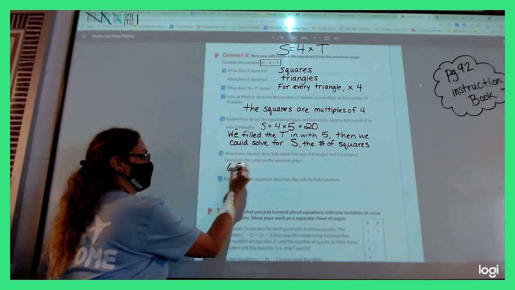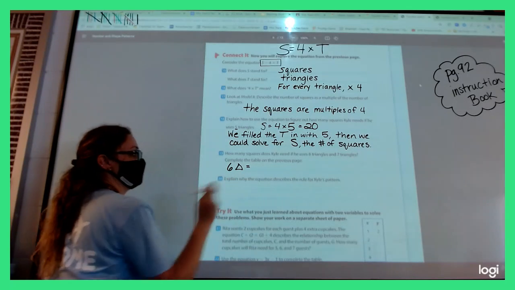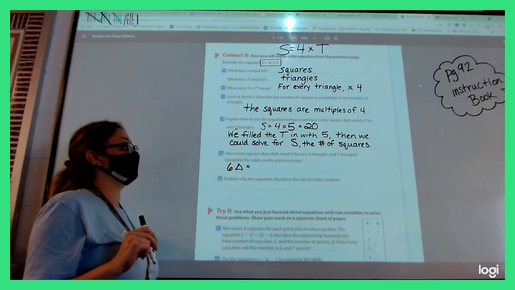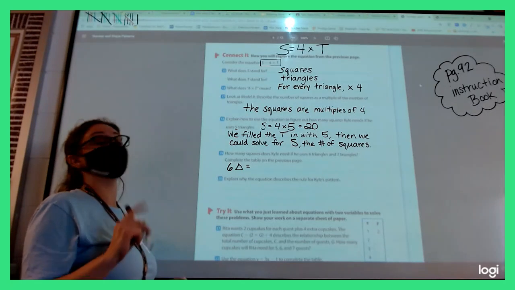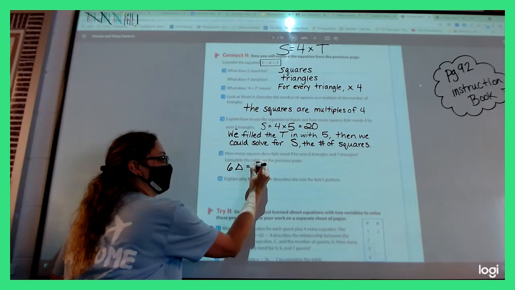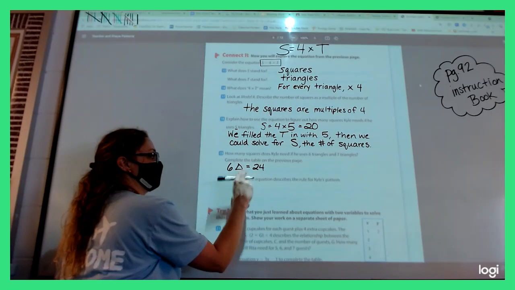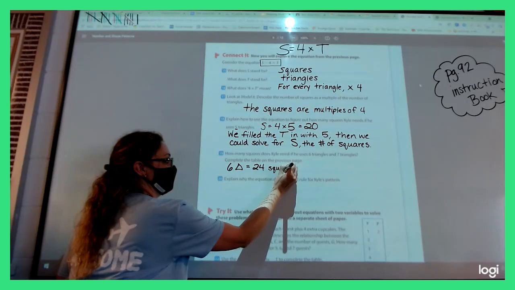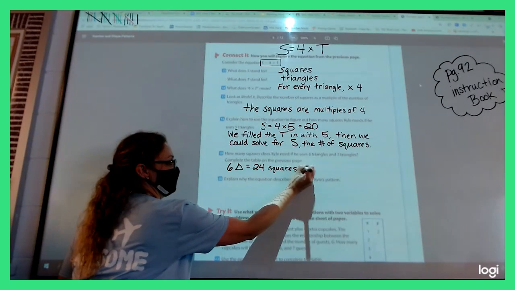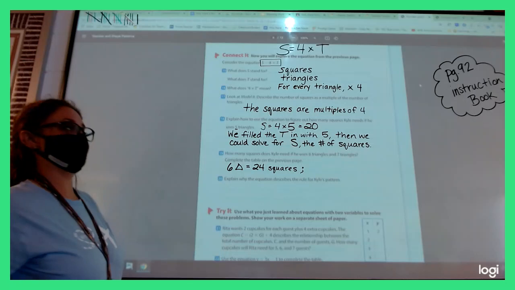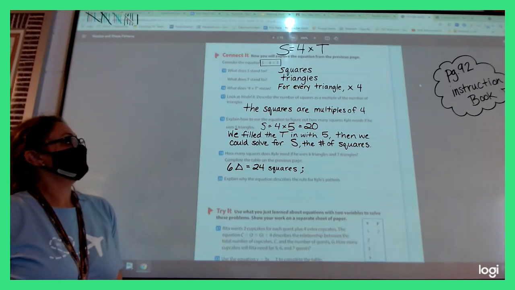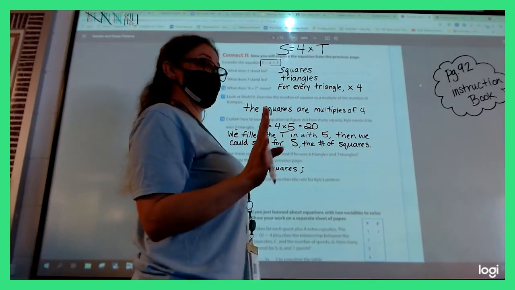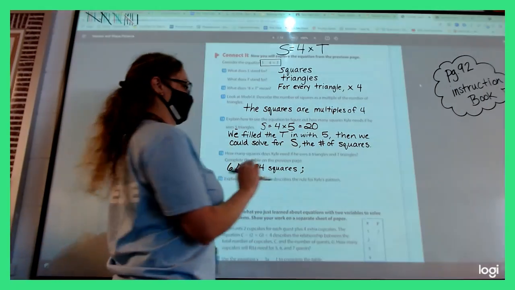So I'm just going to say 6 triangles equals, how many squares were in 6 triangles in the pattern? Oh, it would be 24. That was on your table on the previous page. So 6 triangles would have 24 squares. Okay, we already did this part, Angie. You have to look at the previous page at the table. But if we were going to resolve it all again, we just did this, so don't get confused. We already did this once.